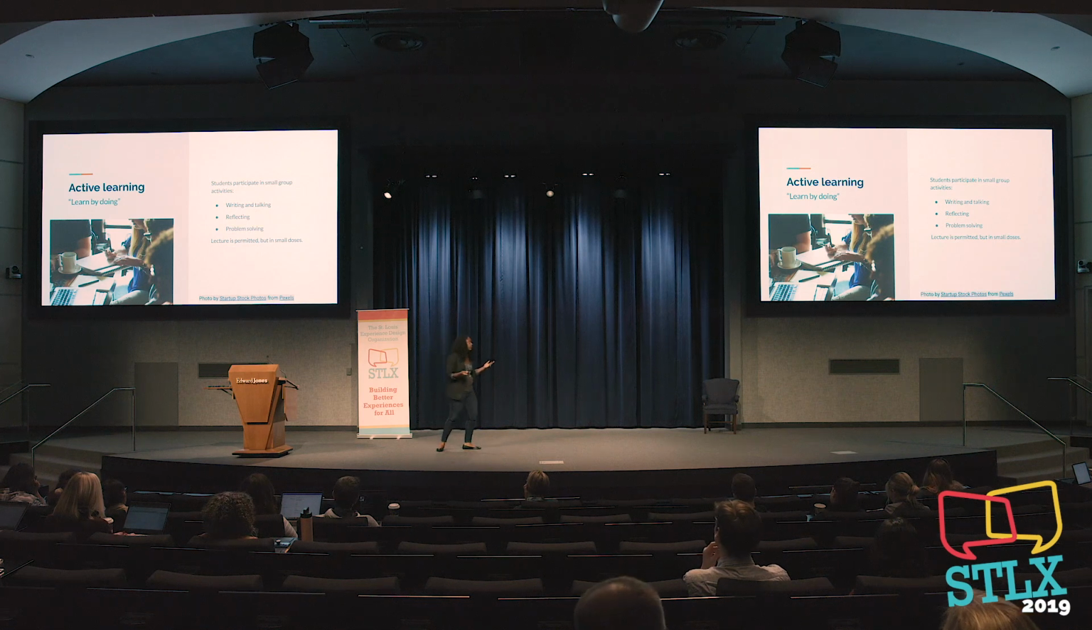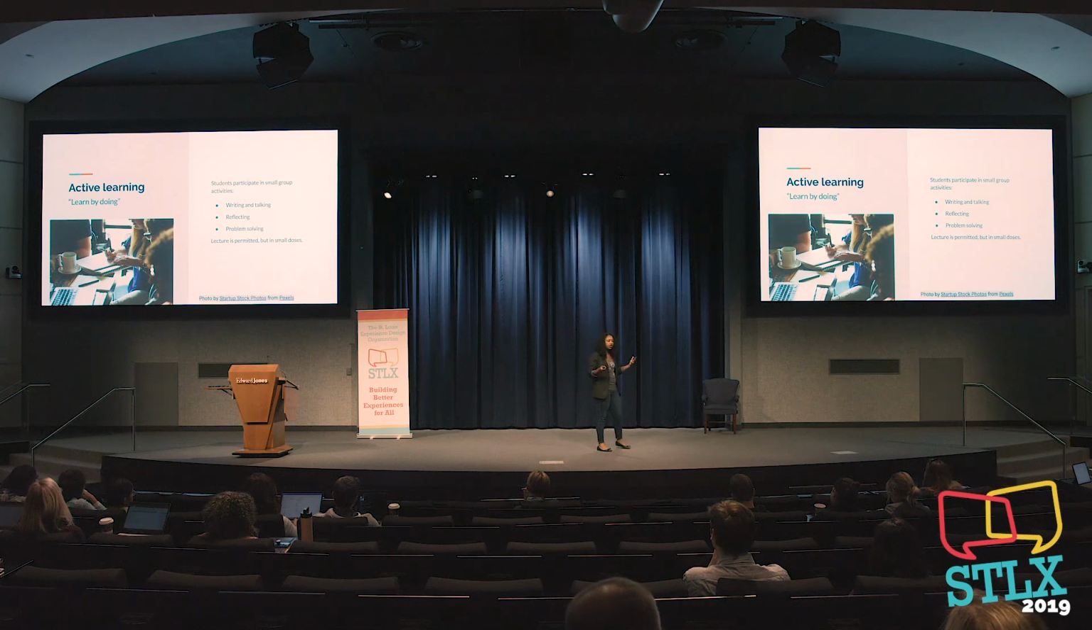Active learning is very key here. Having activities for them where they're able to write and they're able to talk, they're able to discuss in the room and hear other people and their perspectives and share their knowledge as well. Have some time for reflecting and problem solving. Have time for them to actually apply what you're teaching them.